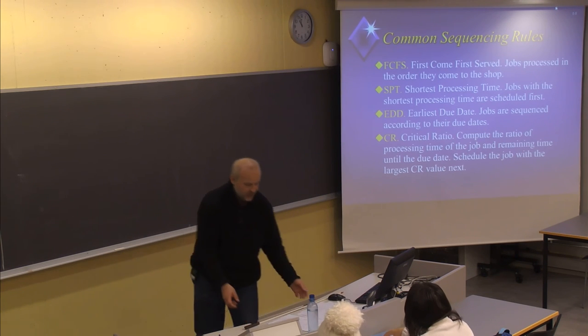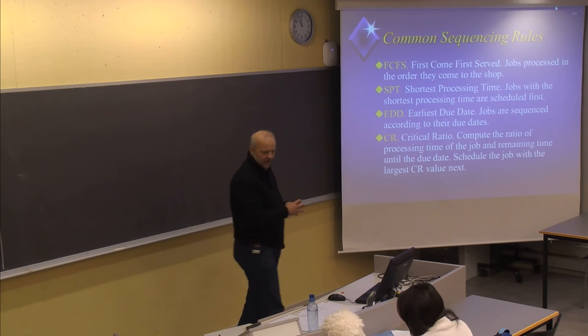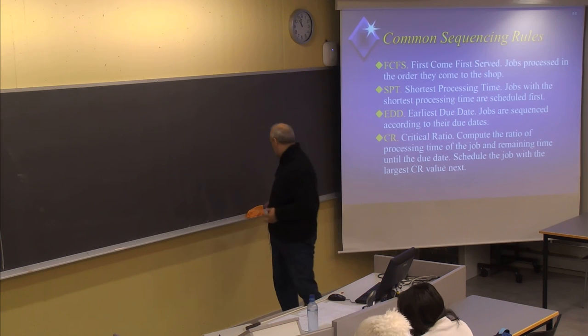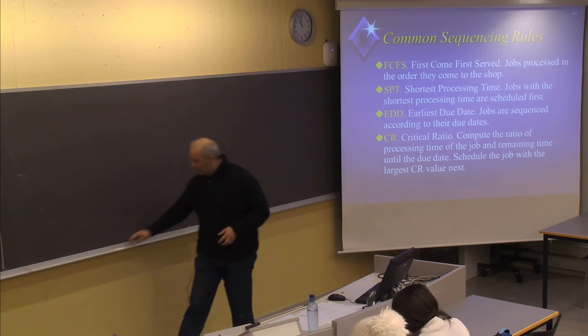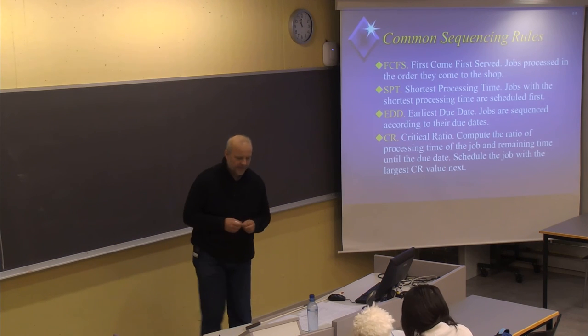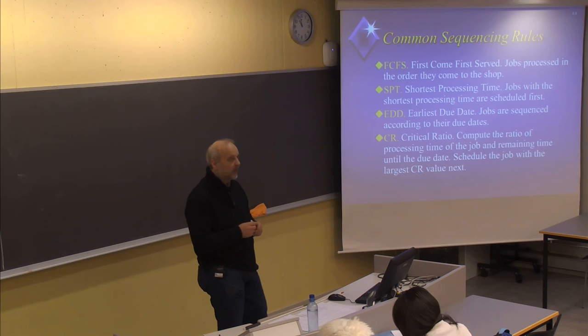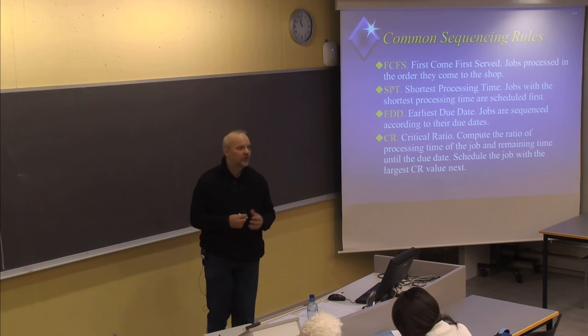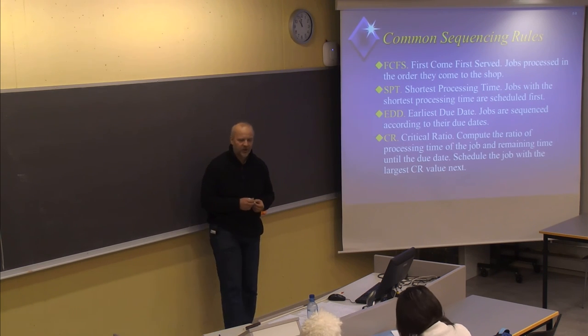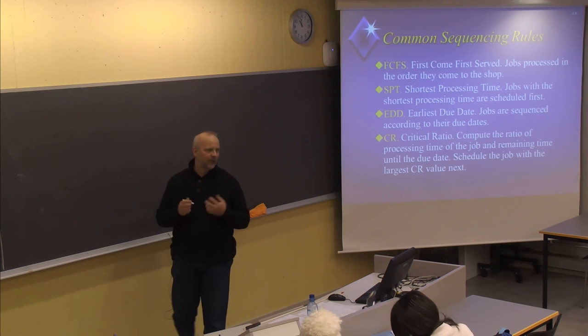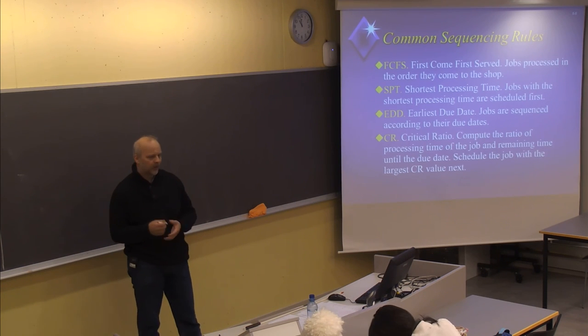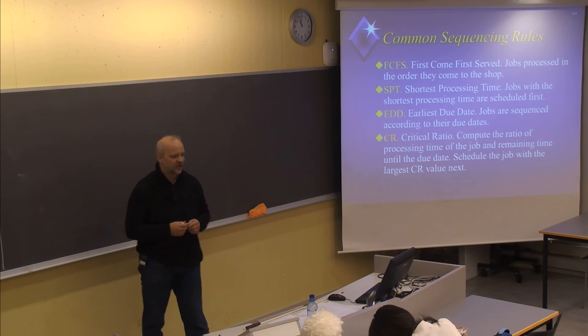So now let's assume that we have five different jobs. And these jobs have a given processing time and a given due date. You know how much time you will use on these jobs. And you have also a due date when the customer expects the jobs to be finished.